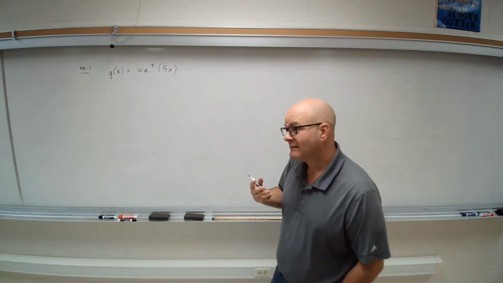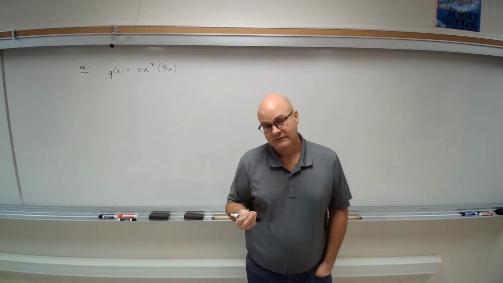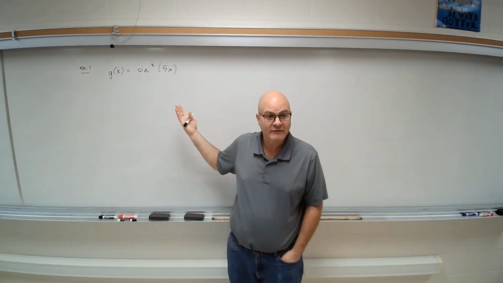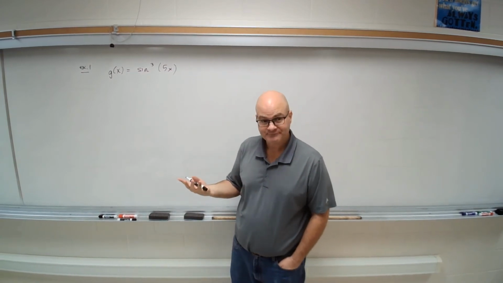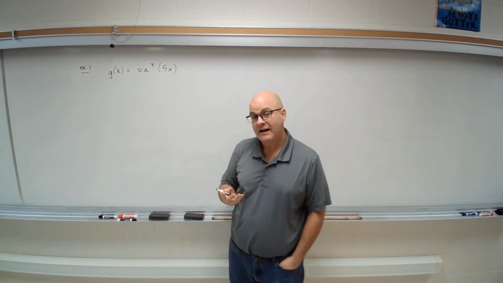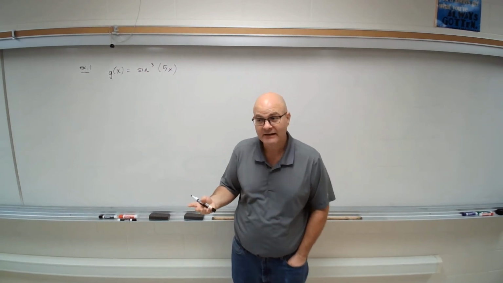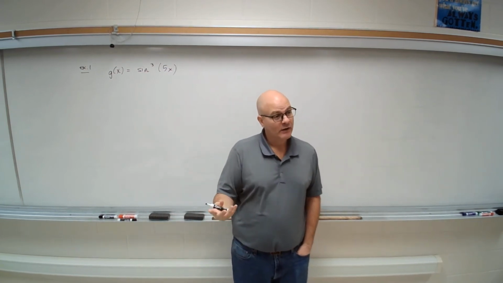So something that I use is I think, okay, if I were to plug a number in for x, what's the first thing I would do to that? I'd multiply by 5, right? Once I had that new number, what would I do with it? Would I take its sine or would I cube it? I'd take its sine, right? And then once I'd taken its sine and I have that value, then I would go ahead and cube it.